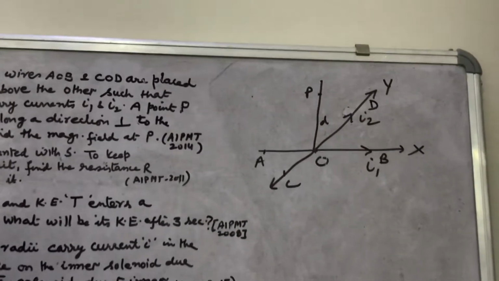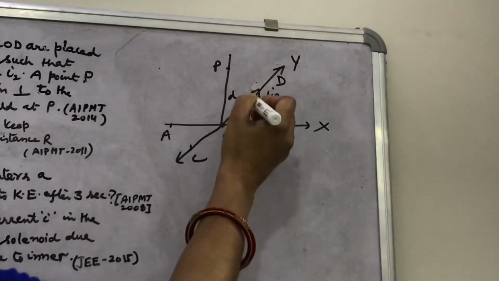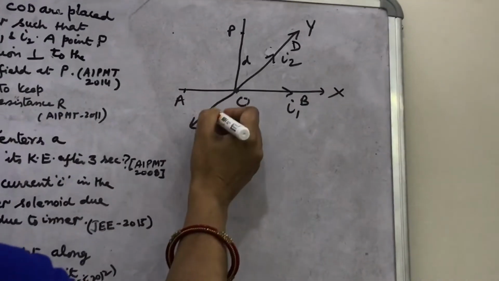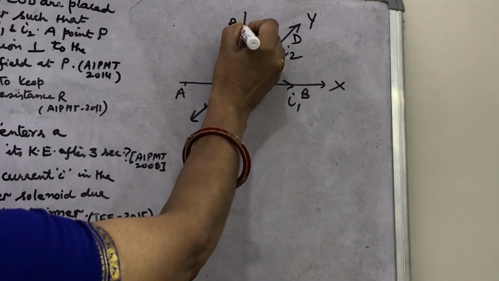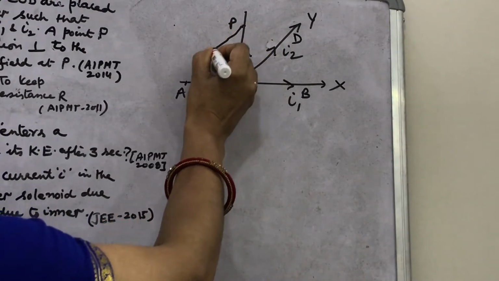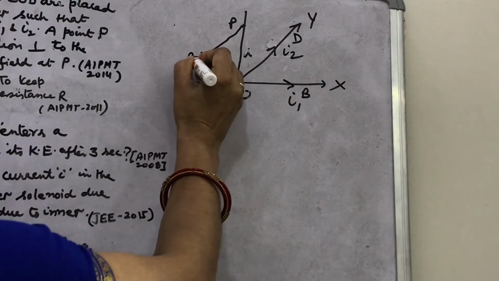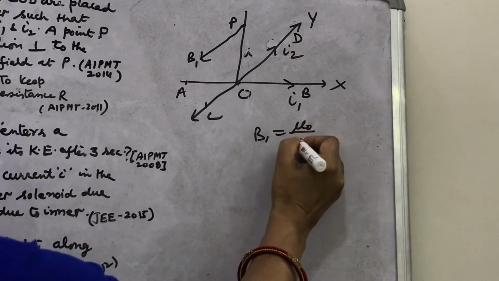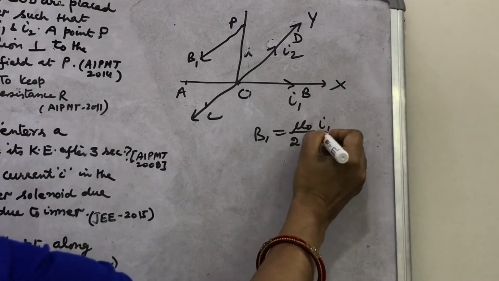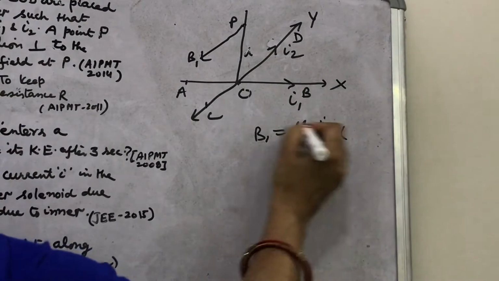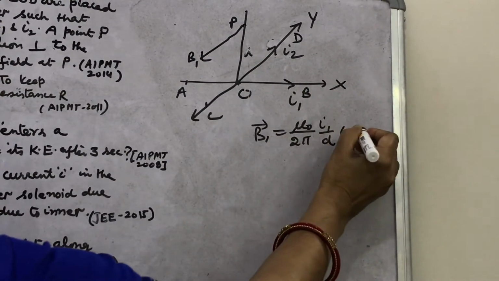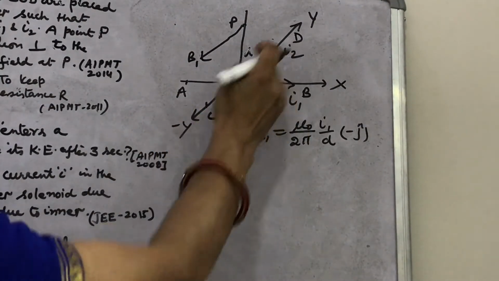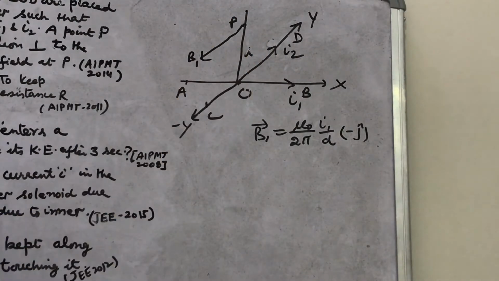Simple. If you determine this, then at the point P you find B1 due to the first wire along the negative y axis. So, you will draw a line parallel to the negative y axis and this will show the magnetic field B1. What will you write for B1? B1 will be mu naught upon 2 pi, I1 upon d, and since B1 is a vector quantity along minus j, because it is along minus y, in this direction this will be B1.